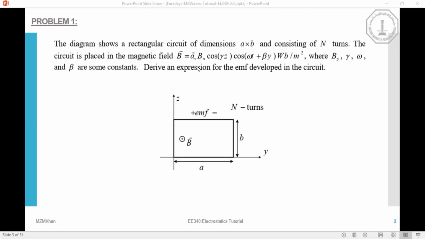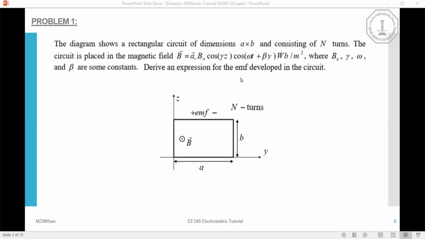If you see here, it is a_y B0 cosine gamma z cos of omega t plus beta y Weber per meter square. It's in the y direction, which means it is coming out of our screen, because this is my y axis and this is my z axis. Sorry, it is a_x, not a_y, so it is coming out of the screen. And we are told that B0, gamma, omega, and beta are all constants.